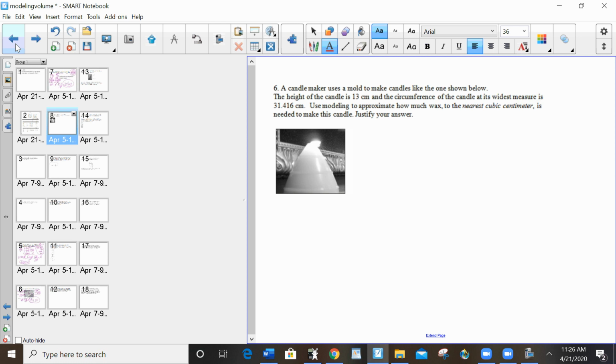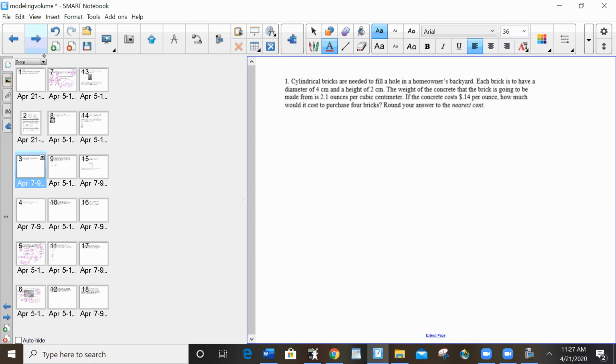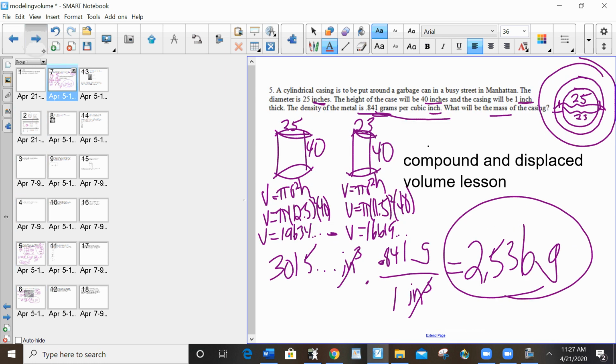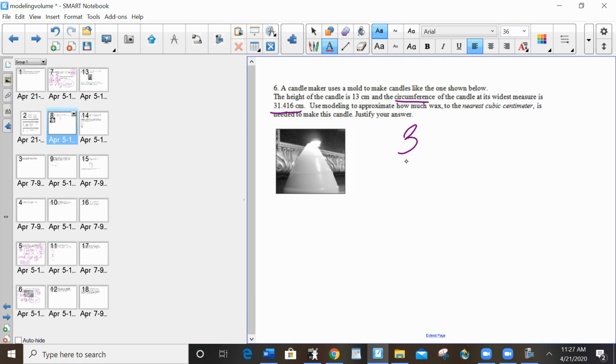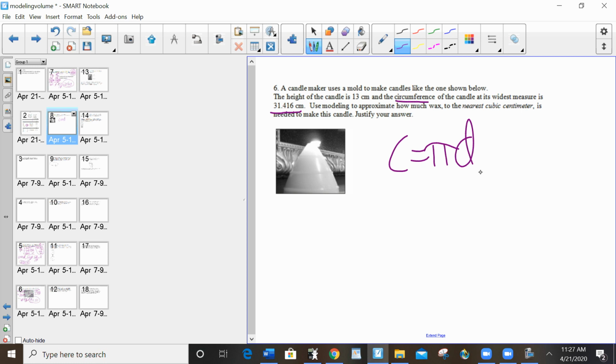It's telling you that the circumference is 31.416. So on the reference sheet, you have the circumference formula right here, C equals pi d. So what you're going to have to do is, we'll do this question. C equals pi d to start. So the height of the candle is 13. It says that the circumference of the bottom, the circumference of the circle, is 31.416.